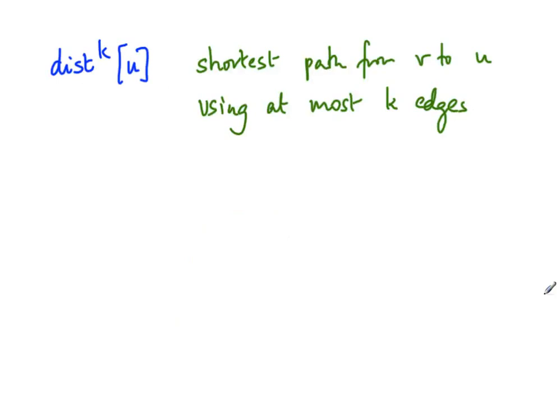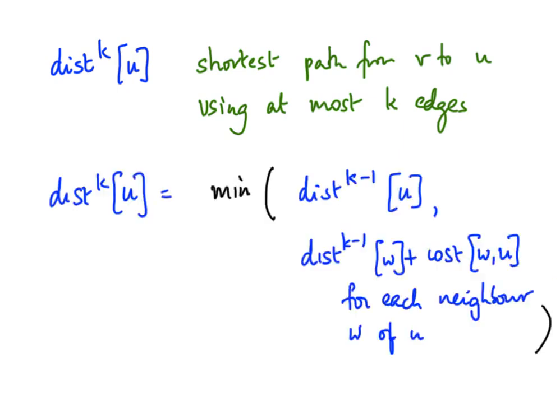So let us use the notation dist k of U to denote the shortest distance from V, the source vertex, to U, that uses at most k edges. So there are two possibilities. Either the distance with k edges is no better than the distance with k minus 1 edges, or there is a better distance and then it comes through one of the neighbors.